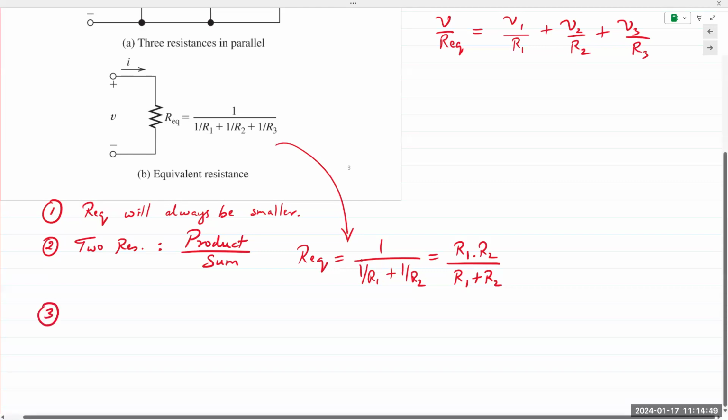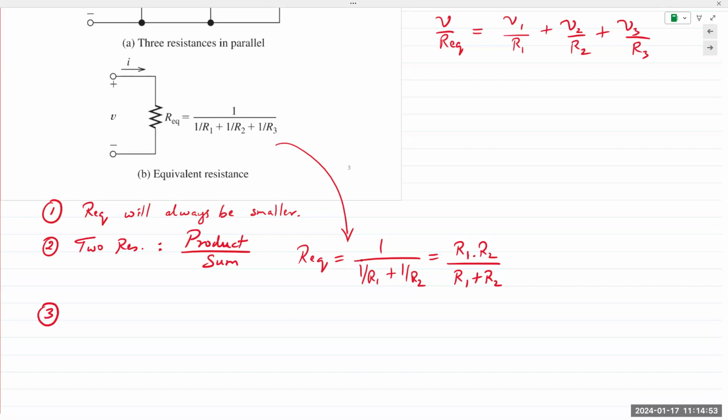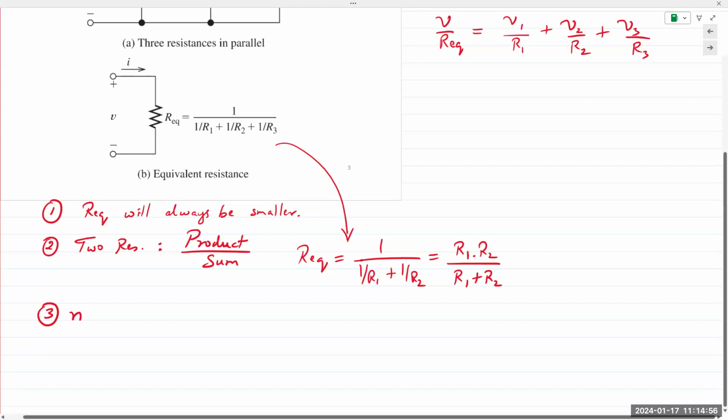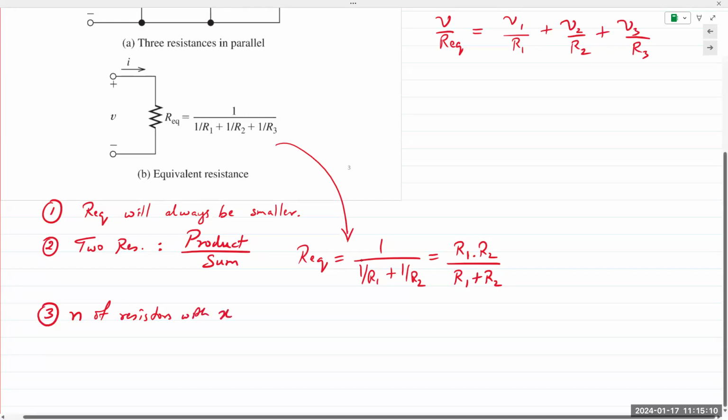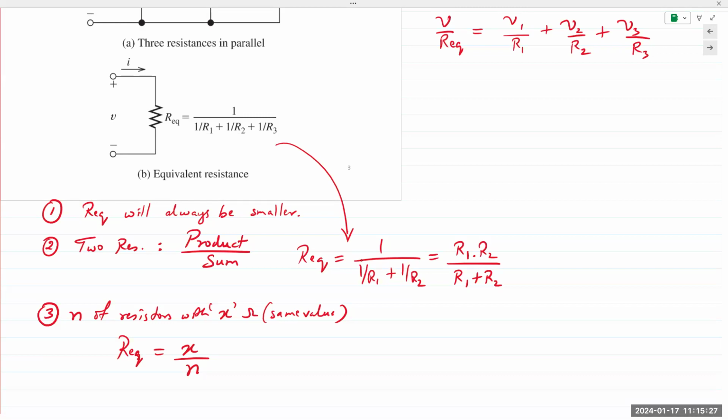And the third point to note is that if you have n number of resistors in a parallel network, and they all have the exact same value, X ohm, same value, then the resulting Req is simply X divided by N. If you have N number of resistors in parallel, all having the exact same value, X for instance, then the Req is simply X divided by N.